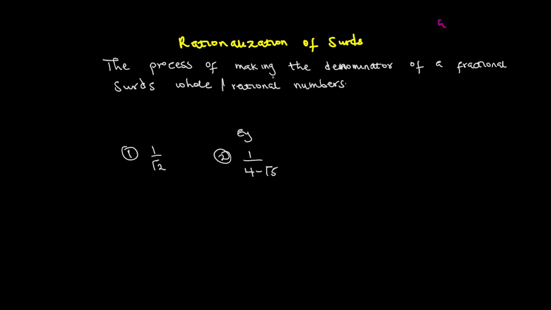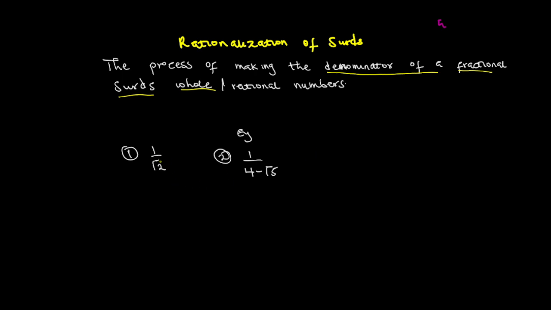Welcome to AD Mathematics, and in this video we are going to look at rationalization of surds. Sorry for the interruption. Rationalization of surds is basically the process of making the denominator of a fractional surd a whole number or rational number.